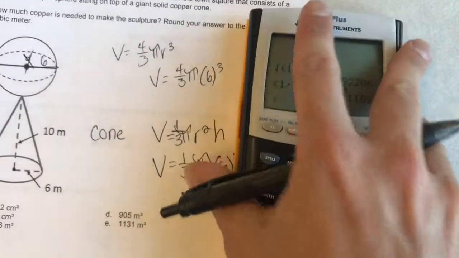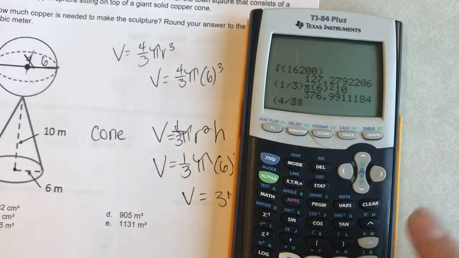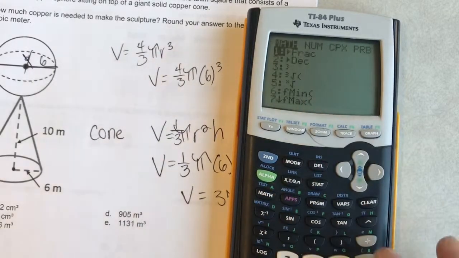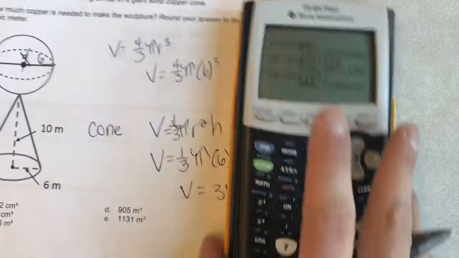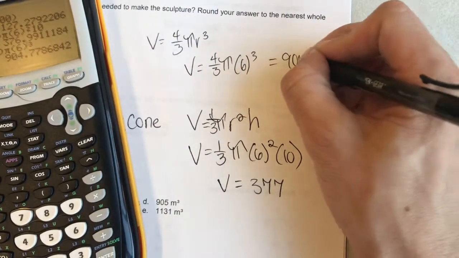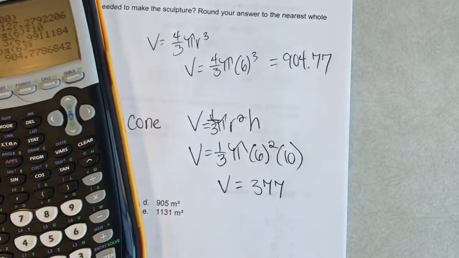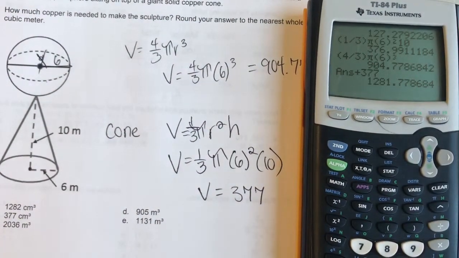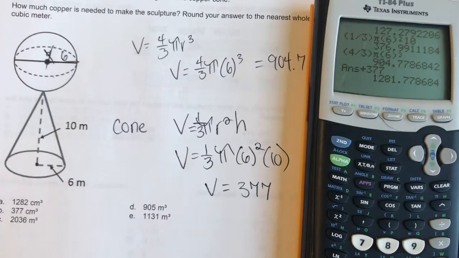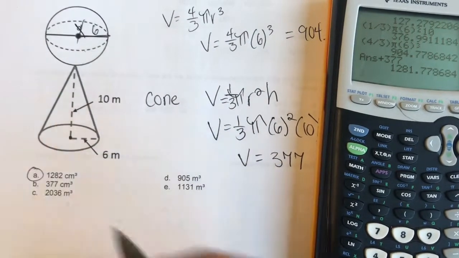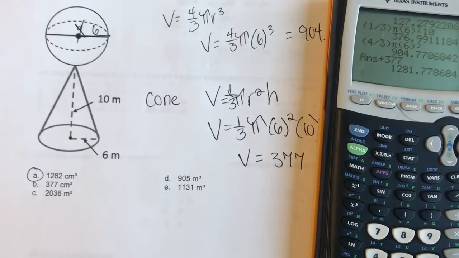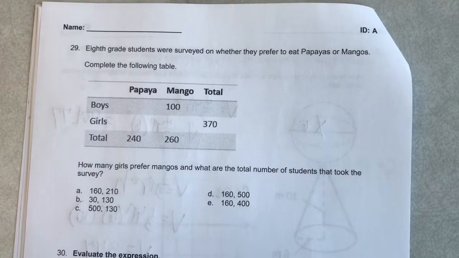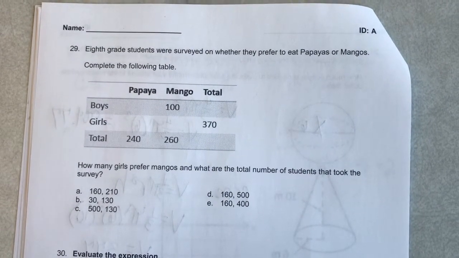So let's bring the old calculator back. 4/3 pi 6 cubed. 904.77. Add that to the 377. 1281.77 is awfully close to 1282. Good job.